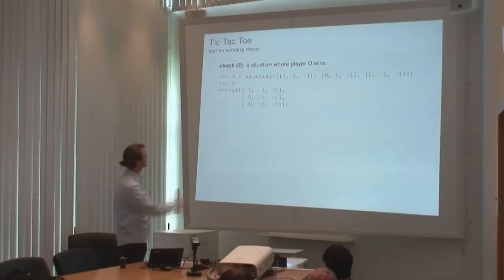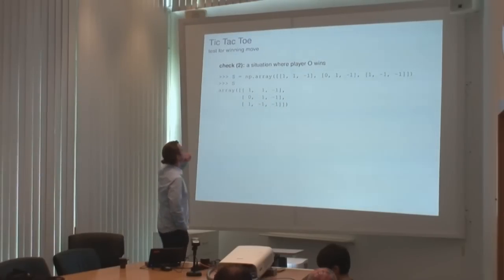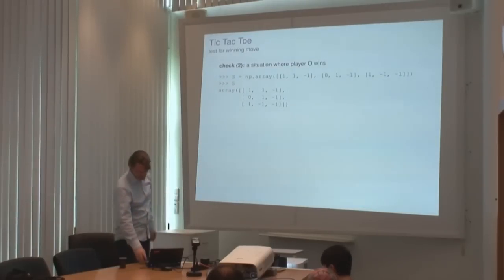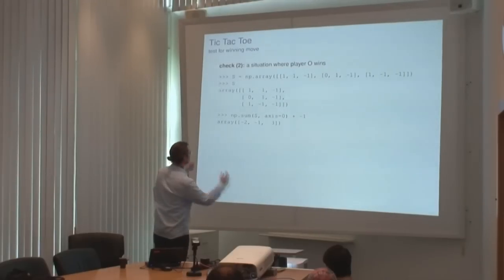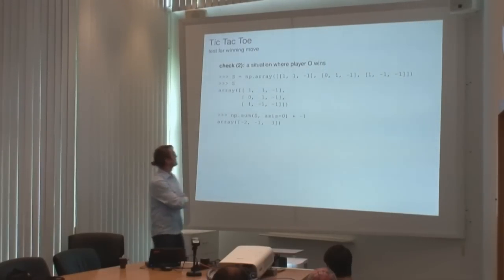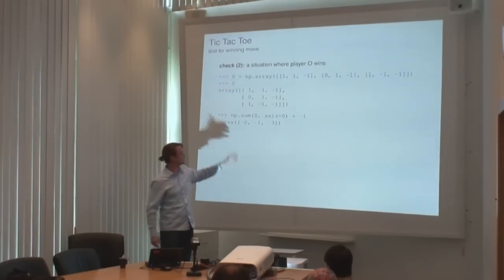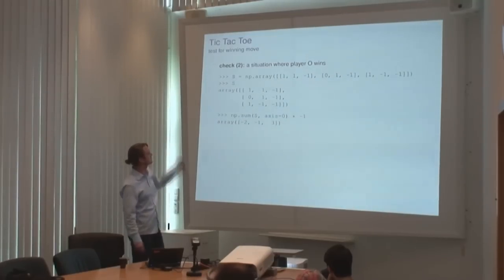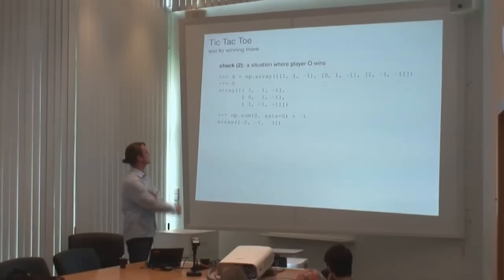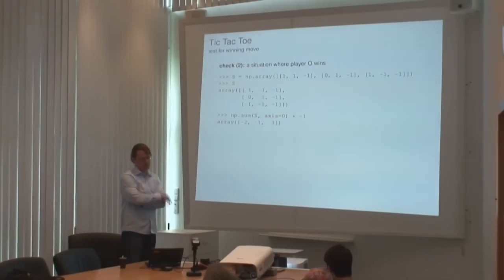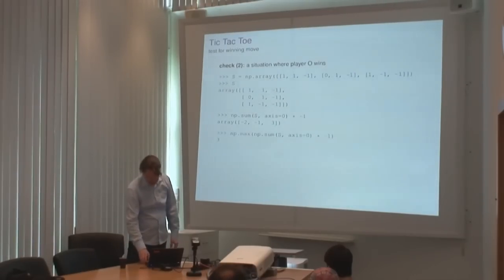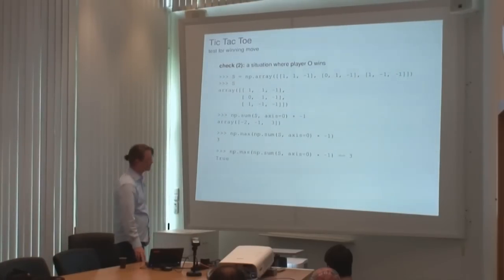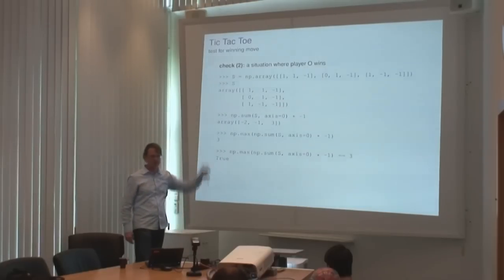And here is a situation where player naught wins. This is the game state. We see that the last column contains all minus 1s. Right? So let us compute the column sums and multiply them by minus 1, and this is what we get. Right. First column is 2 times minus 1 is minus 2. Second column, the sum is 1 times minus 1 is minus 1. And the third column sum is minus 3 times minus 1 is actually 3. And so again, the maximum of this expression here is 3. And we want to check if it is 3. And yes, indeed, that is true. So this is a situation where the second player has won.